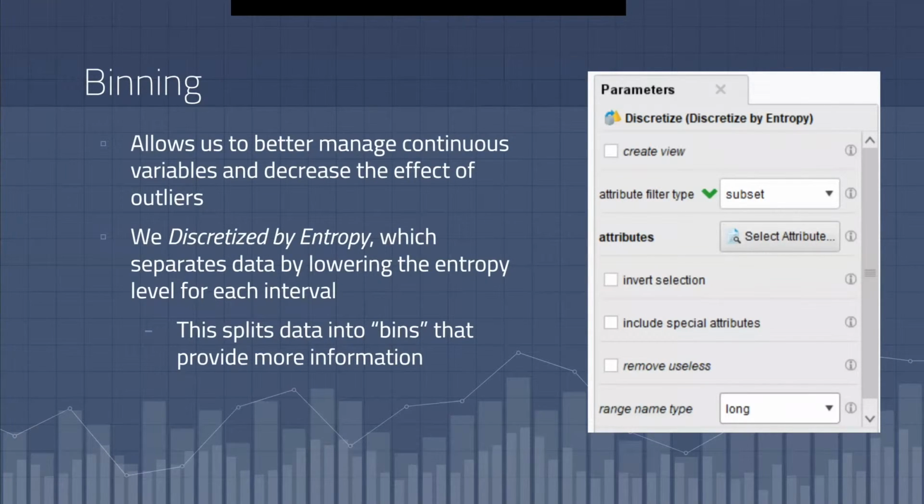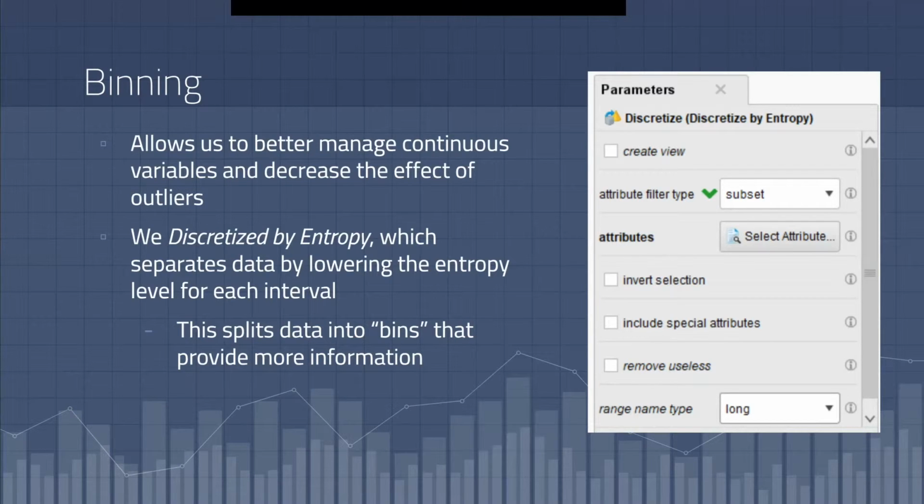So another thing that we had to do was binning. We actually had to bin some of the continuous variables to help us manage them better and decrease the effect of outliers within this. Because the logistic regression model assumes that there aren't any outliers, we ended up binning these to make sure that the outliers didn't affect the outcomes.